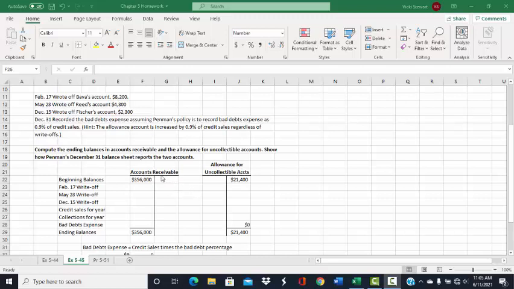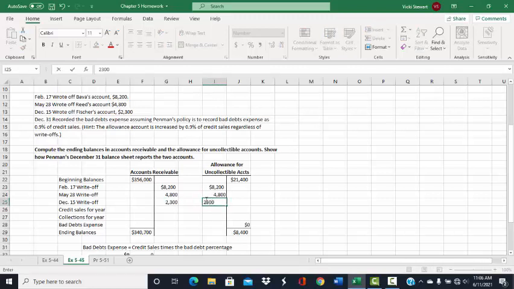So I have set up T accounts for accounts receivable and the allowance for uncollectible accounts so we can calculate what the ending balances would be. I have the beginning balances that the problem gave us already in the accounts, and now we'll record the effects of the write-off. So we wrote off $8,200 on February 17th. When we do that, we credit accounts receivable and we debit our allowance account. We wrote off Reed's account on May 28th for $4,800, and we wrote off Fisher's account on December 15th, $2,300.